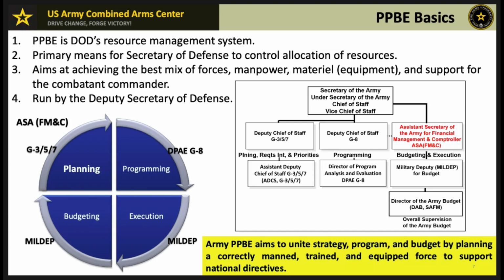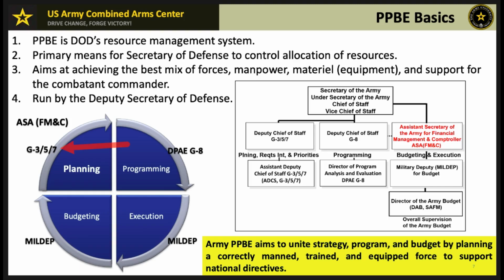Key personnel include ASA FM&C for oversight, G357 for planning, the G8 and Director of Program Analysis and Evaluation for programming, and the Military Deputy for budgeting and execution. These roles ensure a properly equipped Army within budget.